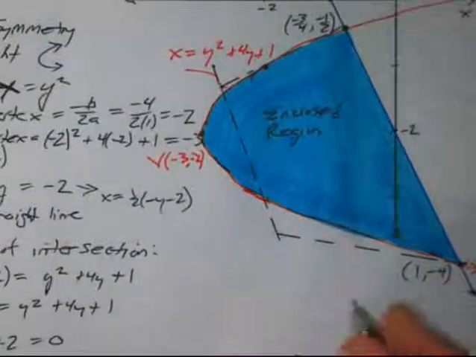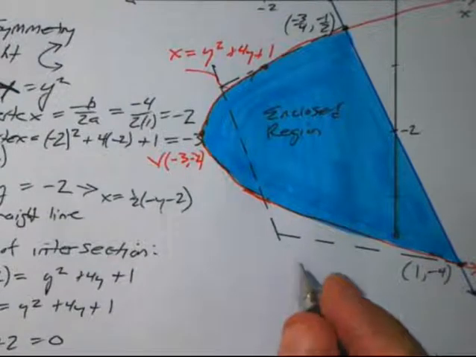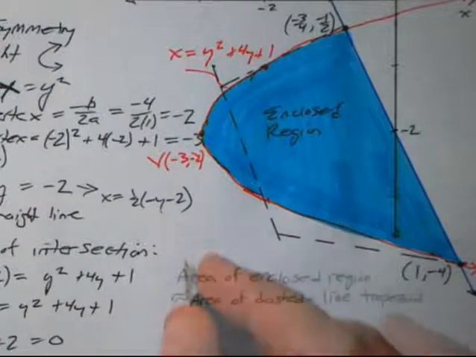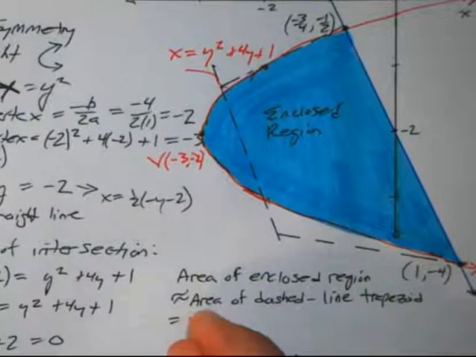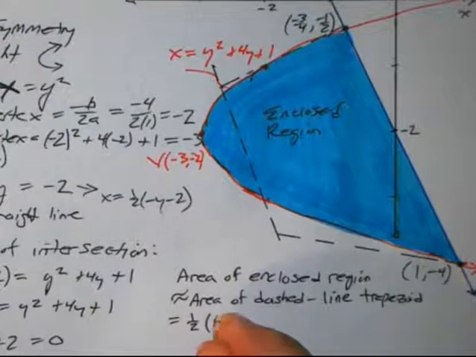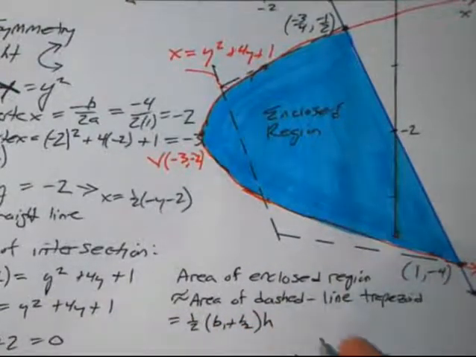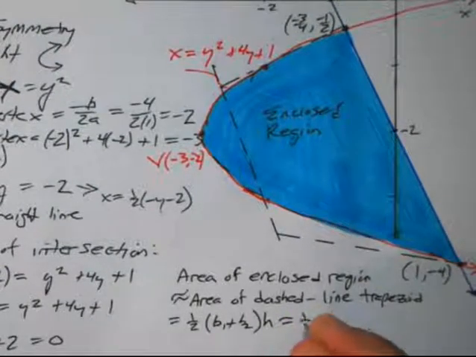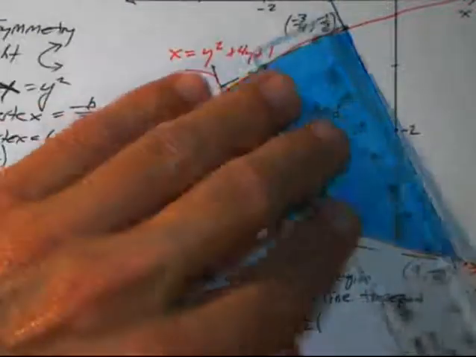Okay, so now we make the statement that the area of the enclosed region is approximately equal to the area of this dashed line trapezoid. And like all trapezoids, that would mean average base times height, remembering the formula for the area of a trapezoid. And in this case here, let's see what we have. Time to pick up the ruler. Base 1.